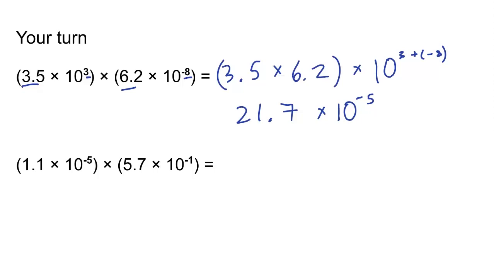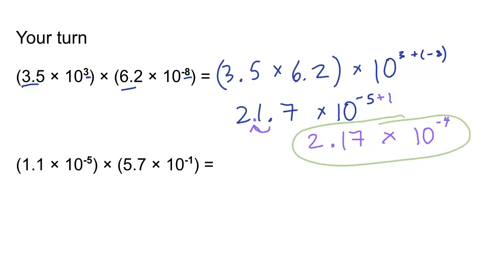But the coefficient is greater than 10, so move the decimal point one place to the left. So the coefficient becomes 2.17 times, and since you moved the decimal one place to the left, you need to add 1 to the exponent, and negative 5 plus 1 is negative 4. So the exponent becomes negative 4. So the final answer is 2.17 times 10 to the negative 4th.